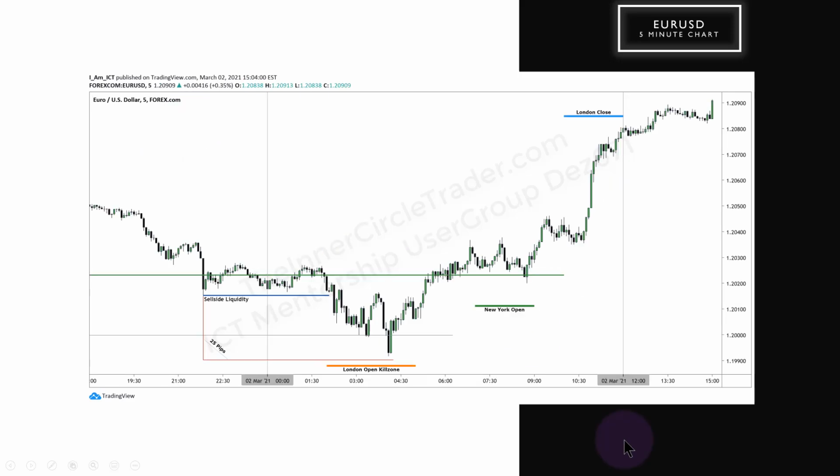And the 5-minute chart for the daily log entry for euro dollar. Sell side liquidity pool, and 25 pips below that. It doesn't get to 25 pips, but I gave you that framework so you can see how, if you were expecting that, it just fell short of it before creating a turnaround here in the London Open kill zone.